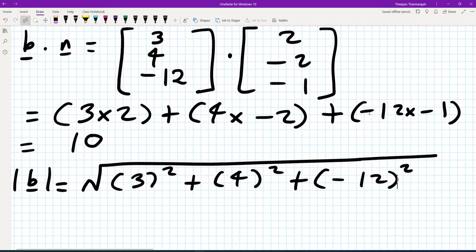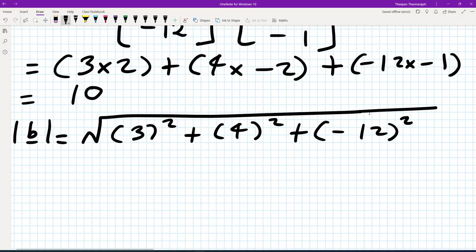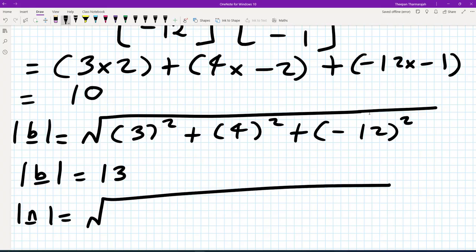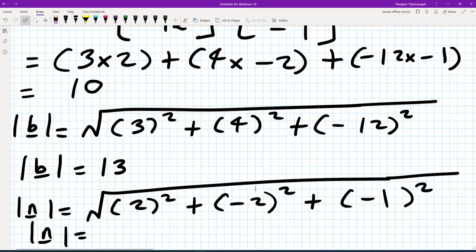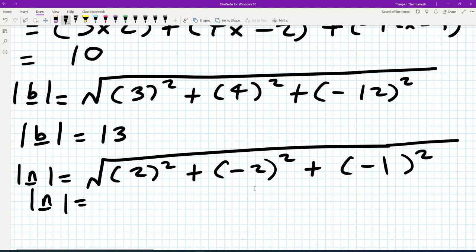So mod b gives me 13. Doing the same thing for mod n. Again, straightforward Pythagoras here. 2 squared plus minus 2 all squared plus minus 1 all squared. So mod n, don't forget to underline your vectors, just like what you do at GCSE, is in our case equal to 3.